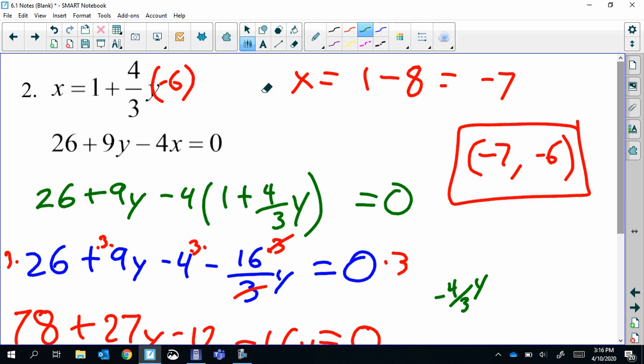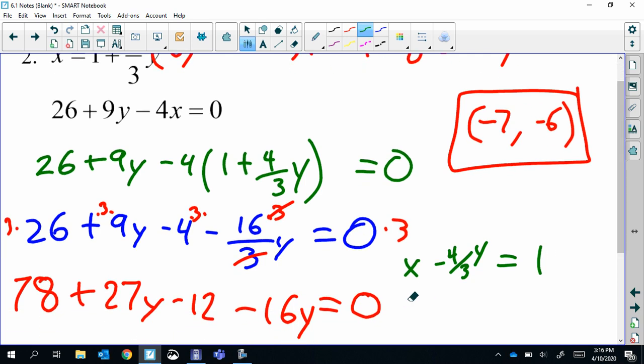So it's going to be x minus 4/3 y equals 1 for our top equation. And then x first would be -4x. And then the y would be plus 9y equals, we got to move that 26 over, so minus 26, -26.